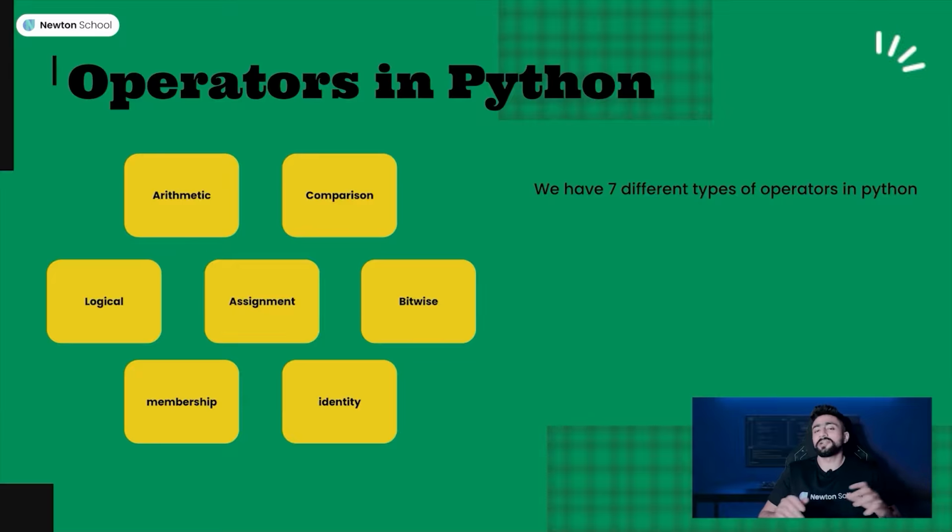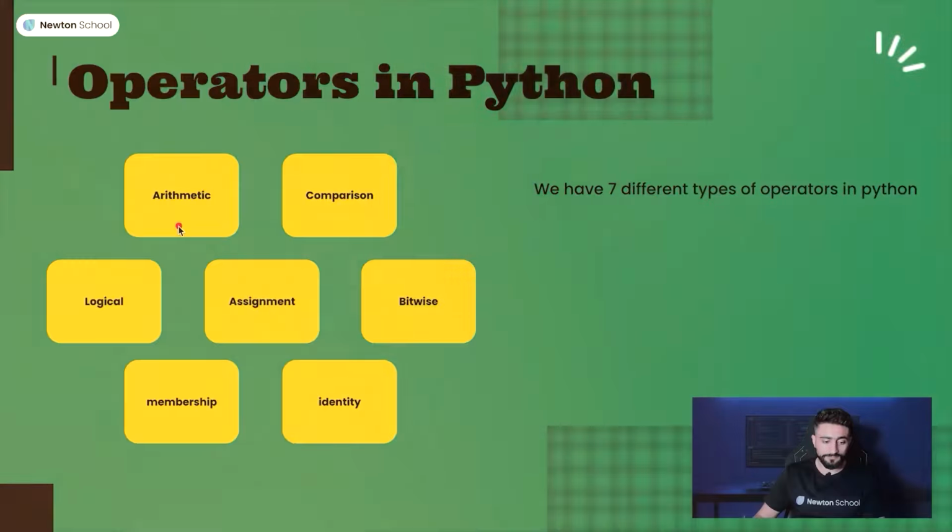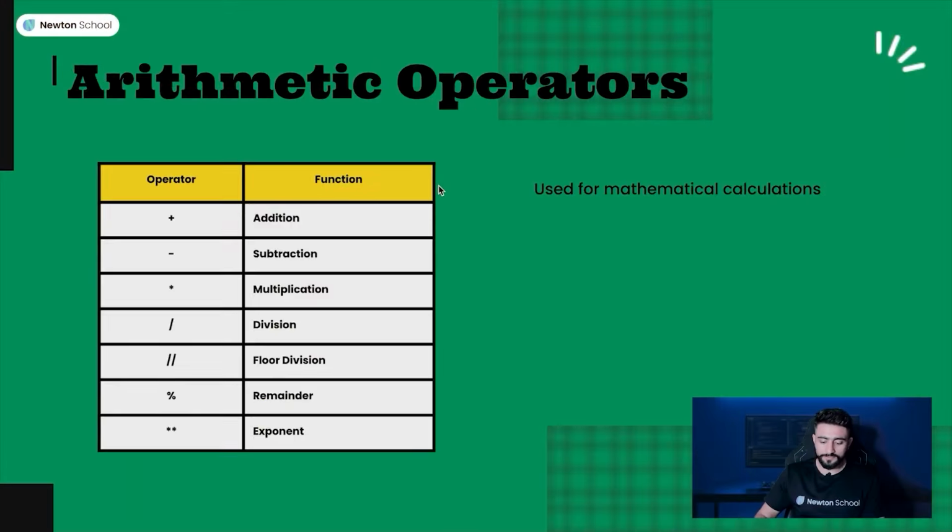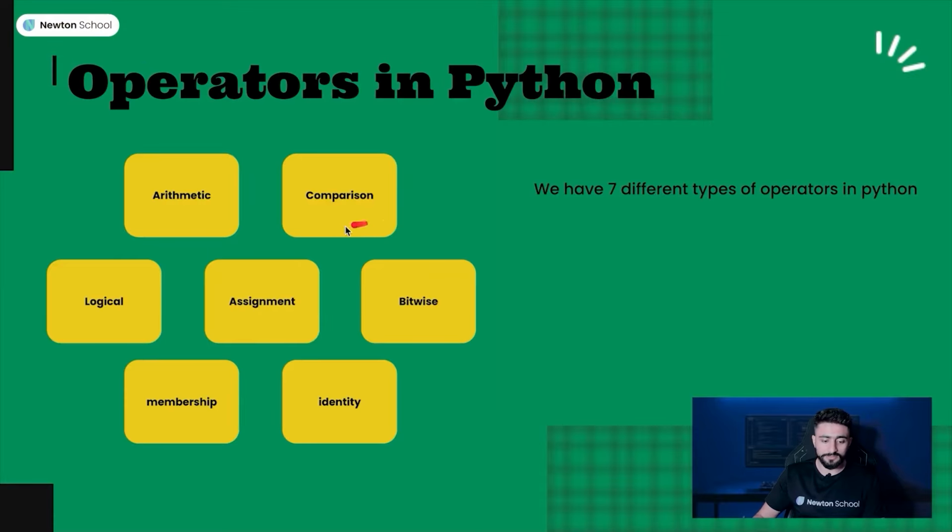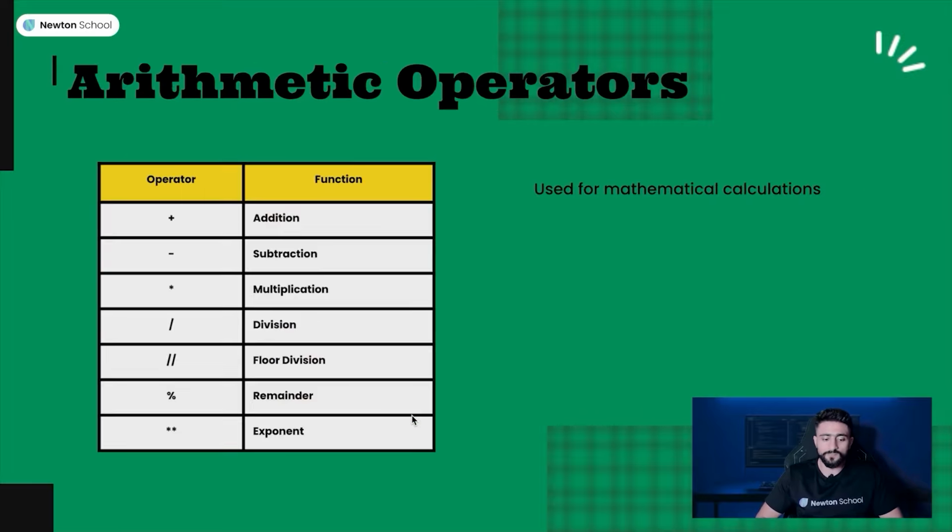We have seven different types of operators in Python: the arithmetic operator, the comparison operator, the logical operator, assignment, bitwise, membership, and identity operator. So let's talk about each one of them in detail.